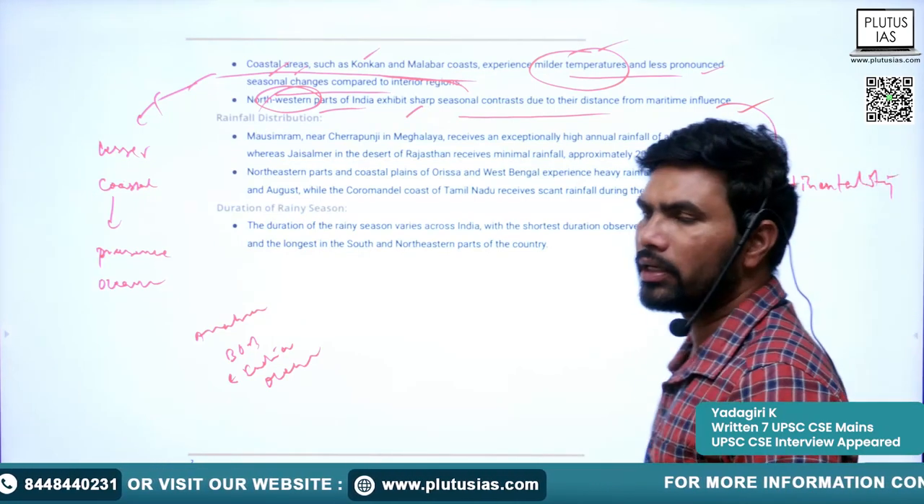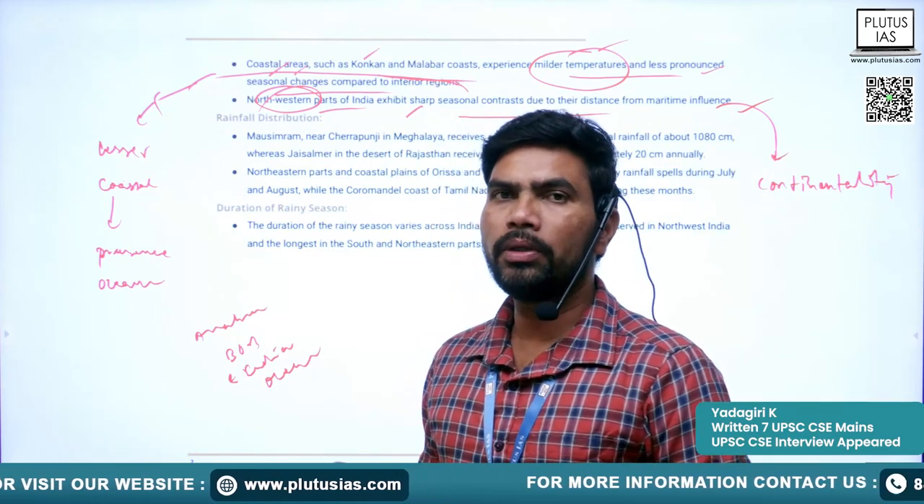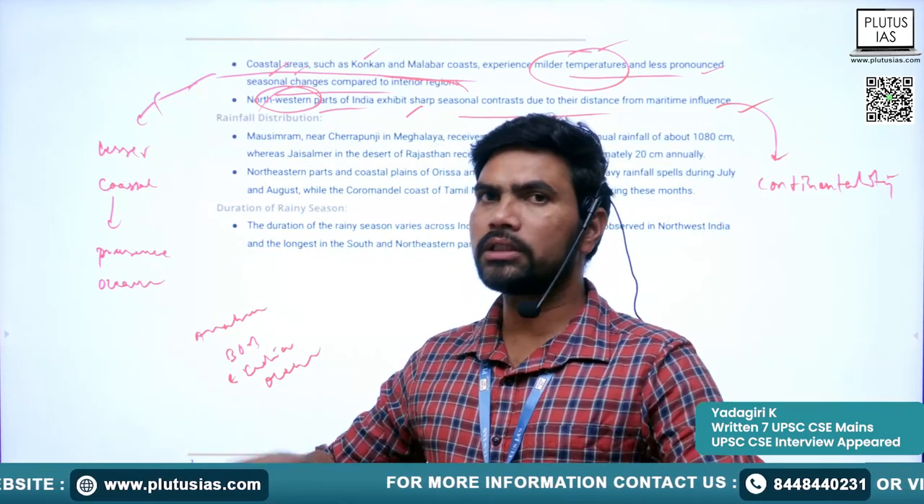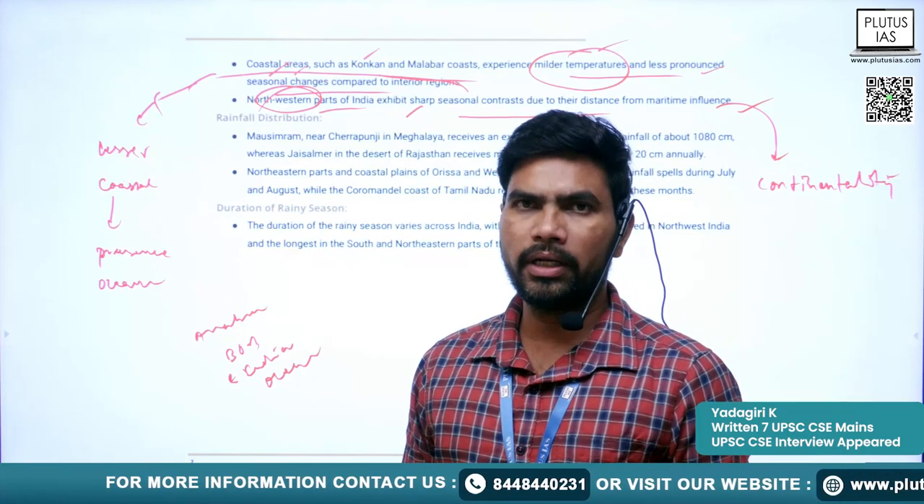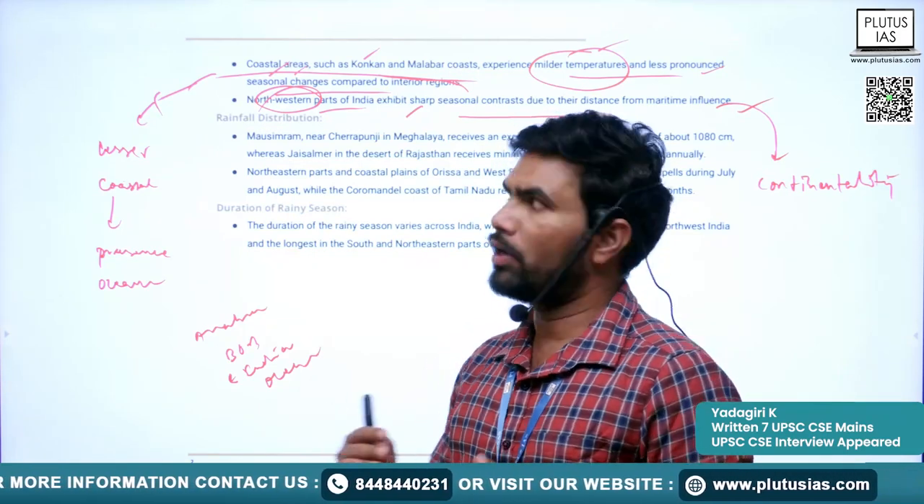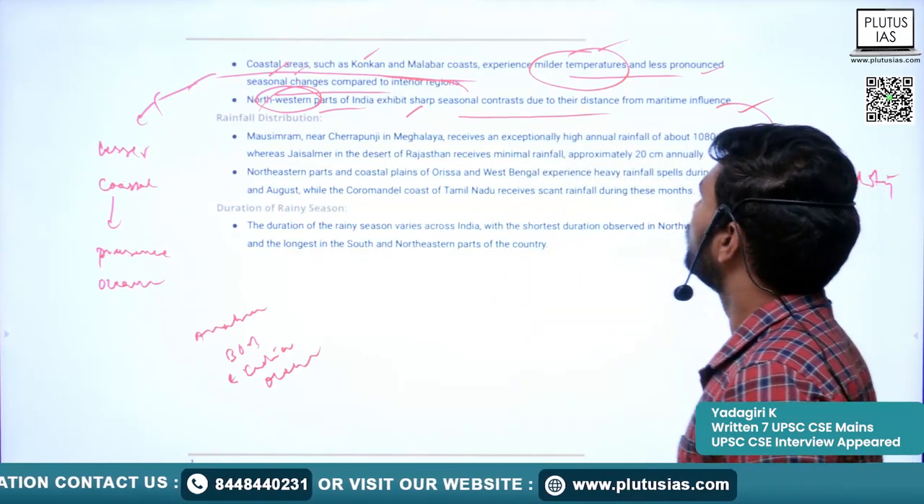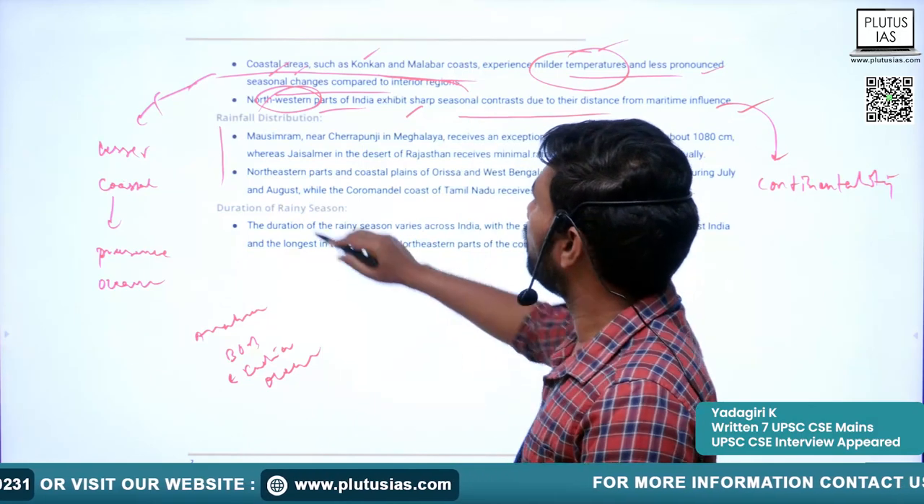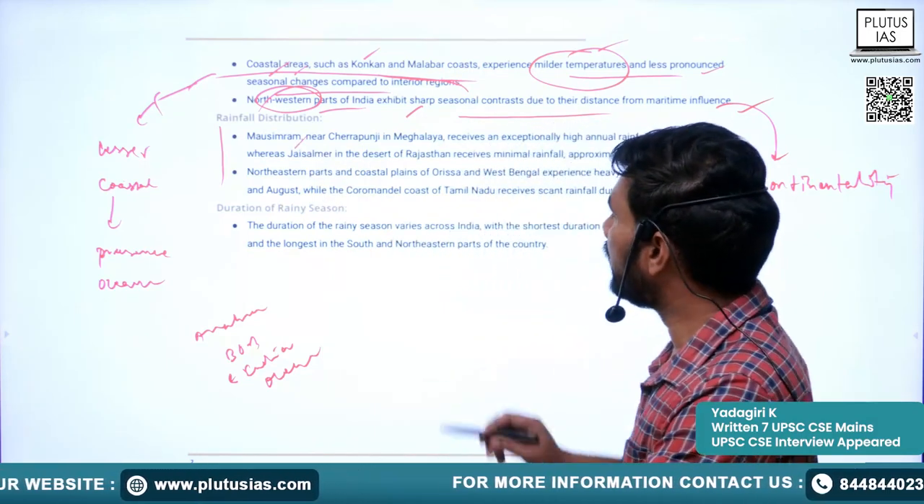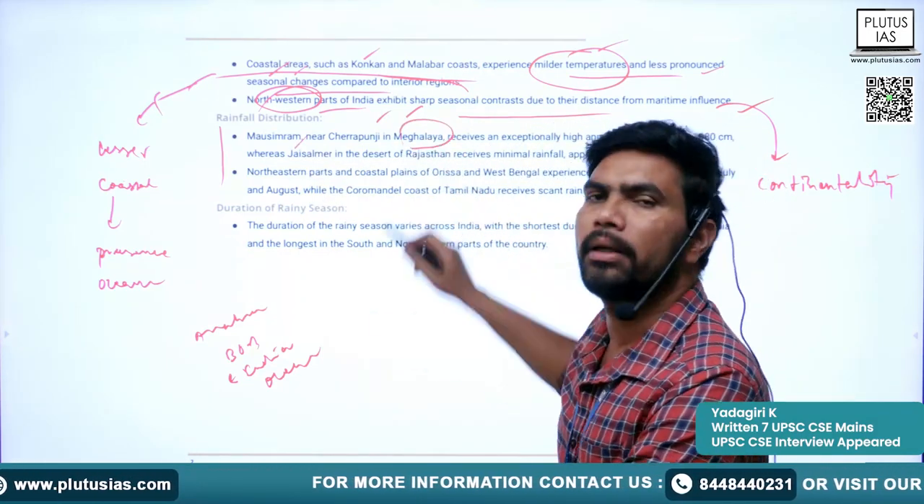We call this phenomenon continentality. Because of the interior location, in the interior parts, the climatic variations are more predominant. If we see the rainfall distribution, we can see the variety there. Mawsynram, near Cherrapunji, is located in Meghalaya.